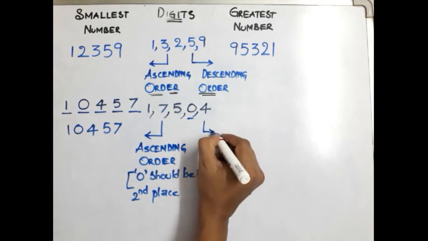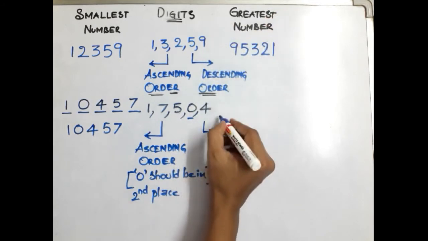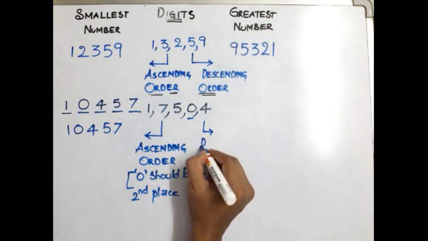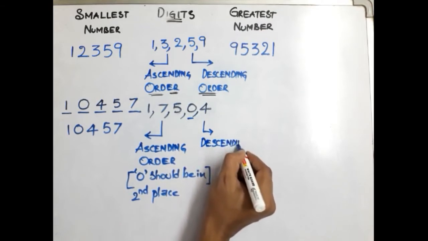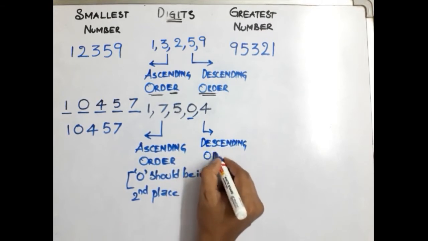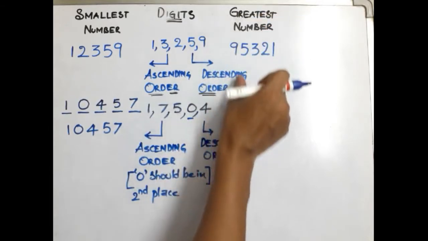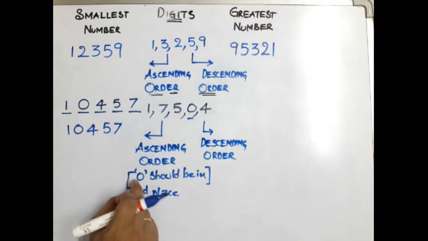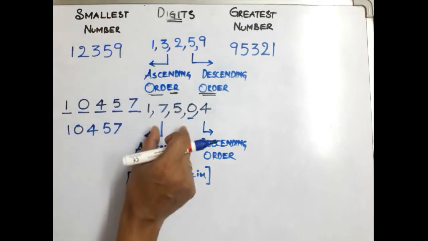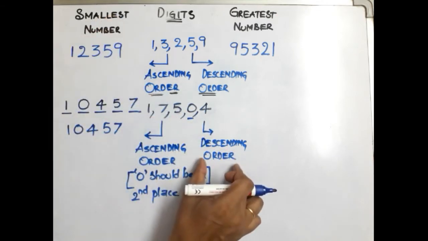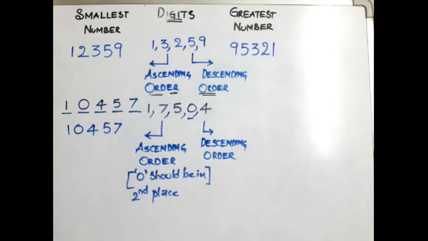Here next we have to write the greatest number. Okay, the same thing goes. We have to write the given digits in descending order. Simply we have to write the given digits in descending order to get the greatest number. This placing 0 in the second place is applicable only for writing the smallest number when 0 is there. For greatest number, you can directly write the descending order of the given digits.